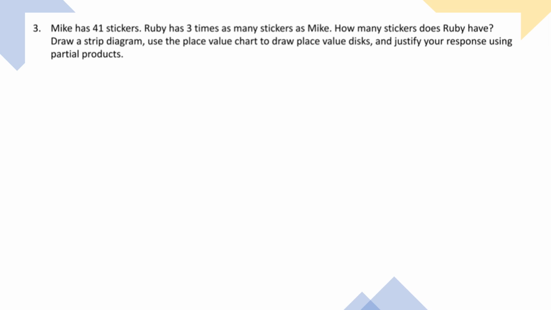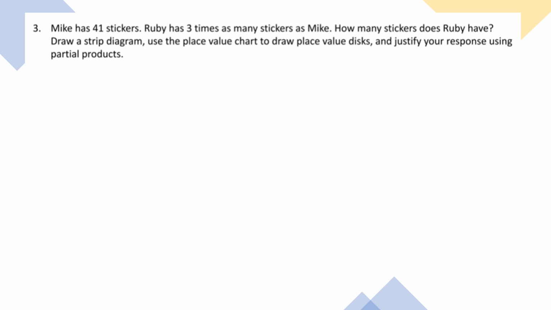Let's take a look at number 3. Mike has 41 stickers. Ruby has 3 times as many stickers as Mike. How many stickers does Ruby have? Draw a strip diagram. Use the place value chart to draw place value discs and justify your response using partial products.